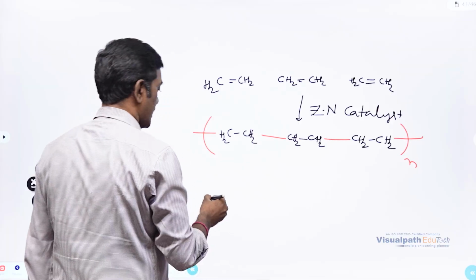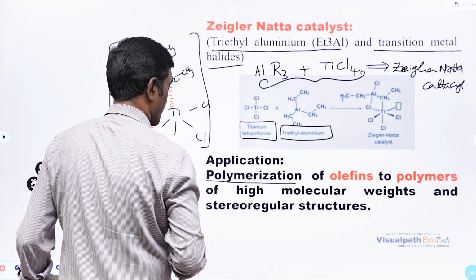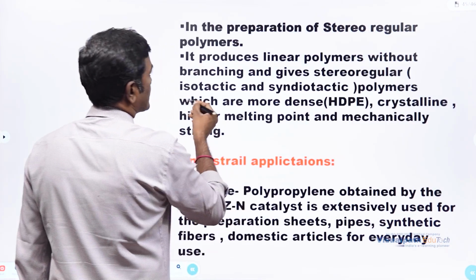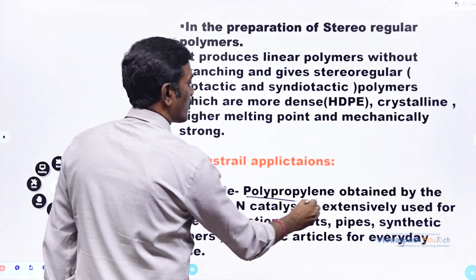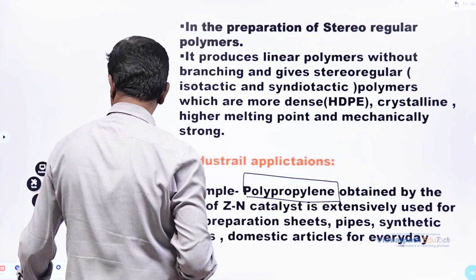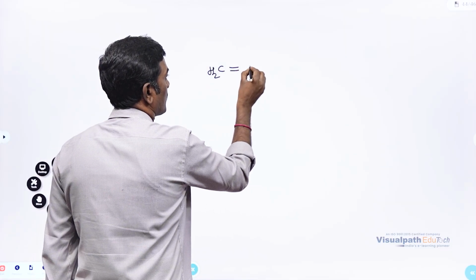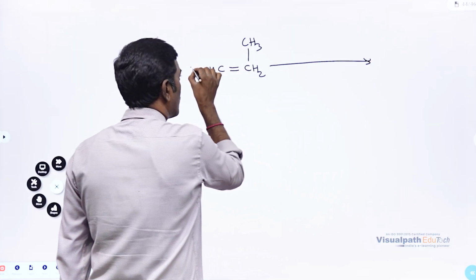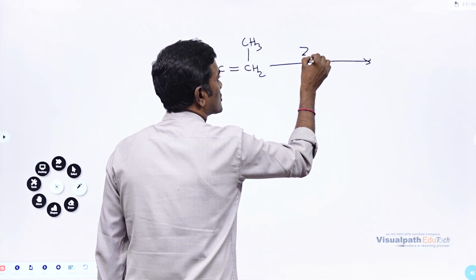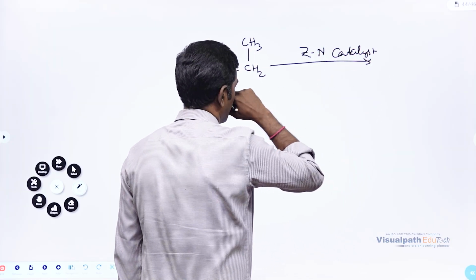And a very important thing, if you are looking at an example, what is the example we are going to take? Imagine we take polypropylene. Let's take propylene, CH2 double bond CH, CH3. This is going to undergo polymerization in the presence of Ziegler catalyst. So what is going to happen? This will undergo polymerization for sure.